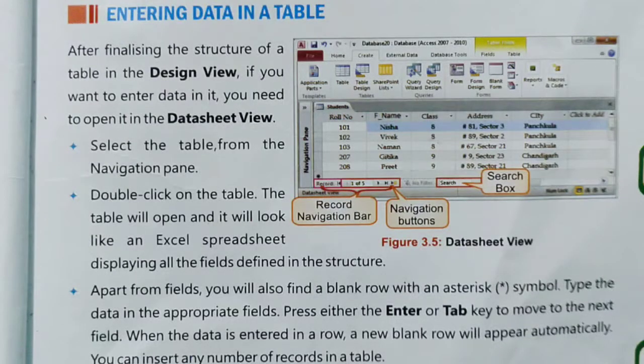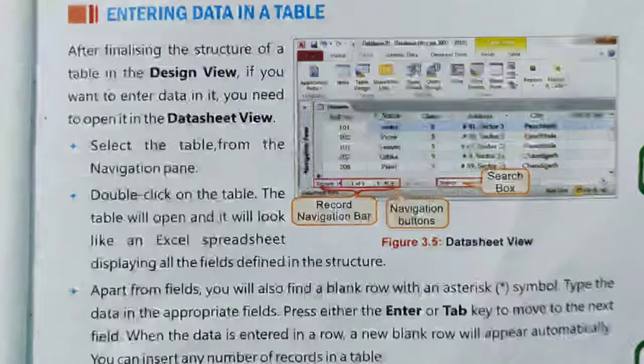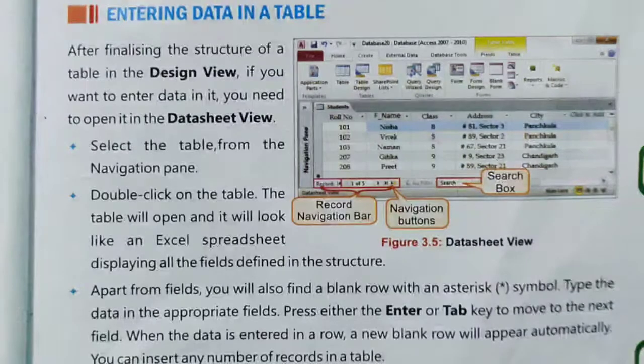And if you want to move to the previous field, you need to press the Shift plus Tab keys together. And if you press the Tab key on the last field, the cursor automatically jumps to the next row. This is a very important point.